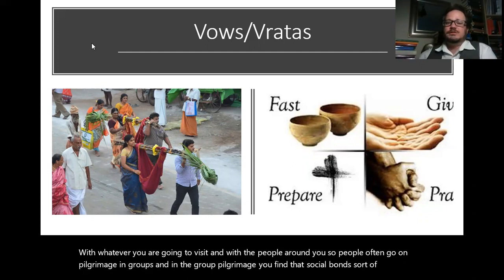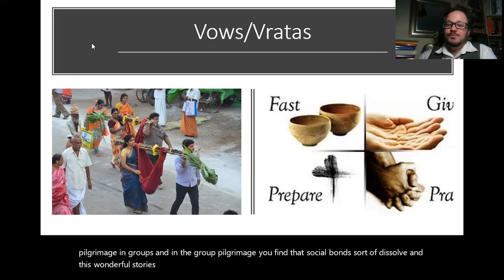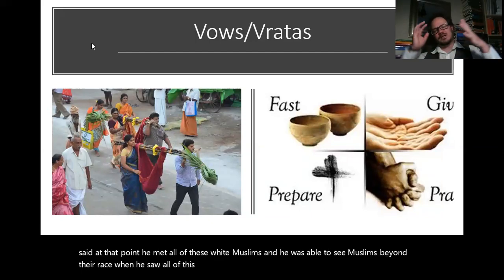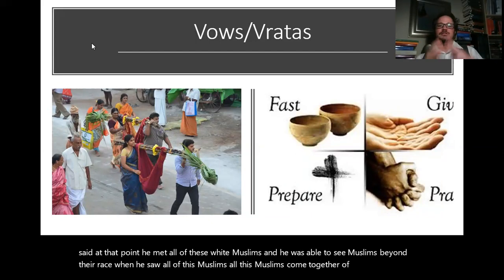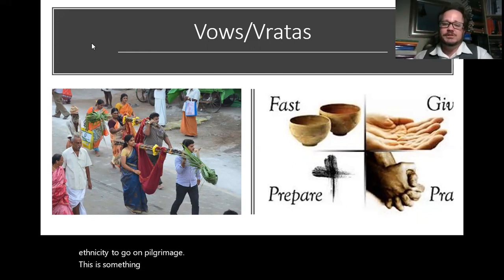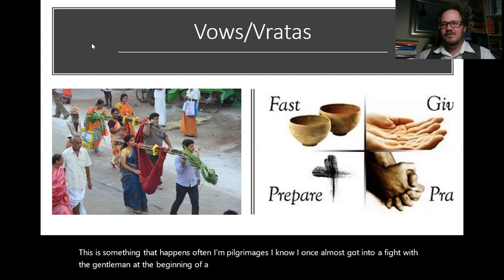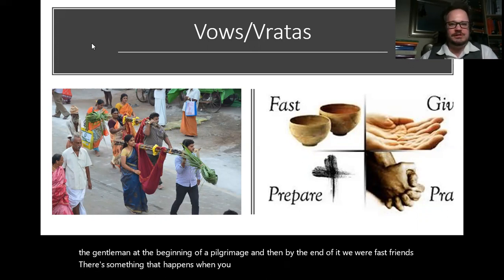And there's wonderful stories about Malcolm X going to Mecca on his pilgrimage, on the Hajj. He said at that point he met all of these white Muslims, and he was able to see Muslims beyond their race when he saw all of those Muslims come together, every ethnicity, to go on a pilgrimage. This is something that happens often on pilgrimages. I once almost got into a fight with a gentleman at the beginning of a pilgrimage, and by the end of it, we were fast friends. There's something that happens when you go on these religious journeys together.